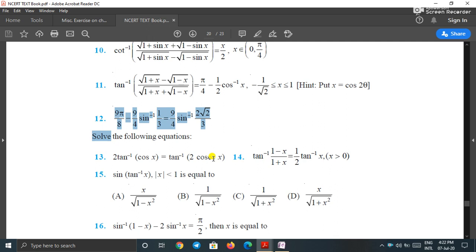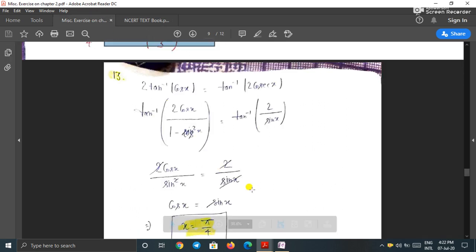So we have to find the value of x which satisfies the given equation. 2 tan inverse cos x is equal to tan inverse 2 cosec x. First of all, try to remove this number 2. How can we remove it? Using the property 2 tan inverse x is equal to tan inverse 2x upon 1 minus x square. Here in place of x we have cos x.